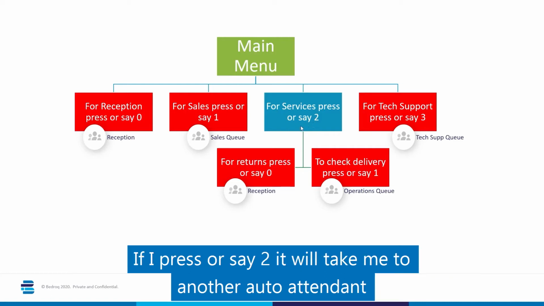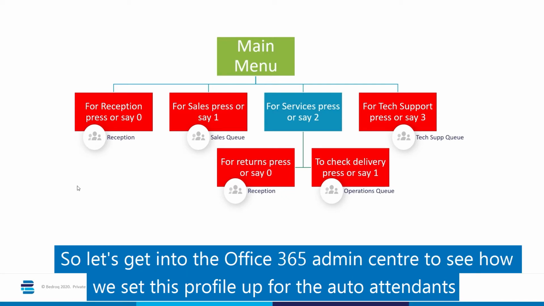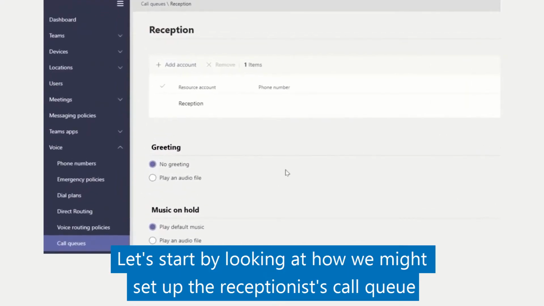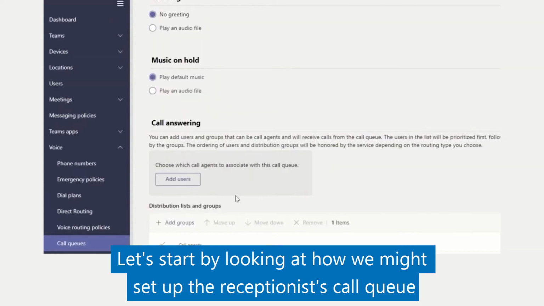In this case, if I press or say 2, it will take me to another auto attendant, allowing you to choose from another set of options. So let's get into the Office 365 Admin Center to see how we set up the auto attendants, the call flows, the call queues, etc. Let's start by looking at how we might set up the receptionist's call queue.